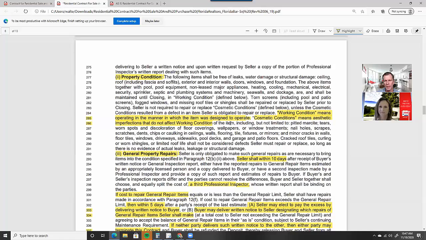As long as it's in working condition, then it's working the way it's performed. And it goes on a little bit more here, and you can read this on your own. In fact, if you guys would like a copy of our highlighted contract here, you can just request a copy in the comments or email us, and we'll send you this copy of this highlighted thing.